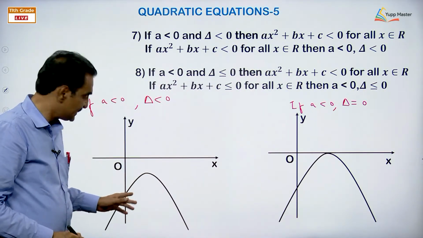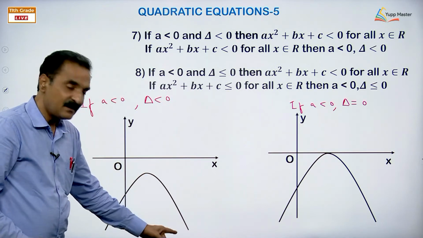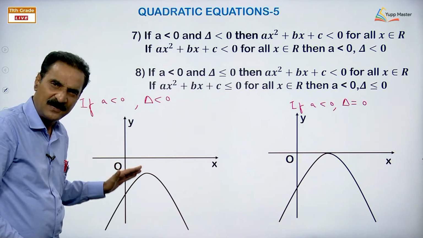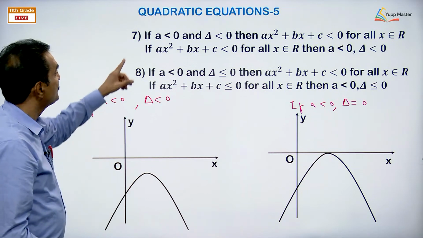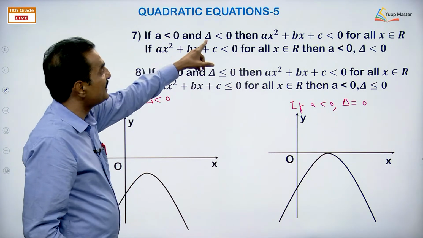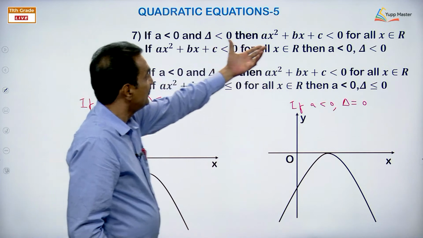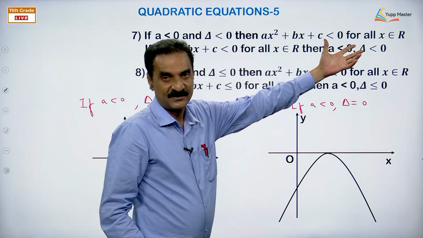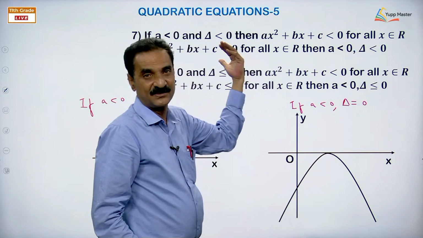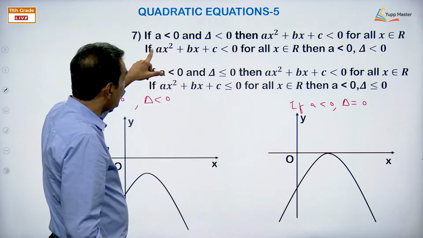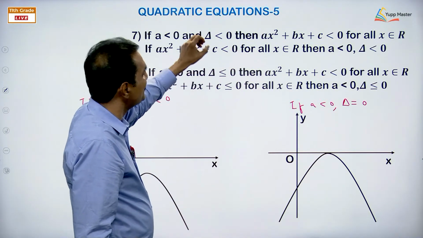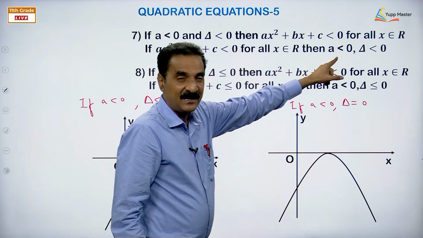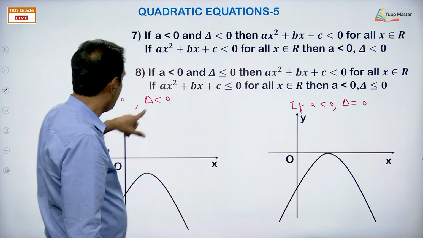If you take the first case, you can see that the value of y is always negative because the graph is completely below the x-axis. So, if a is negative and delta is negative, then the quadratic expression is less than 0 for all real values of x. Now, the converse: whenever ax square plus bx plus c is negative for all real values of x, it is possible only when a is negative and delta is negative.